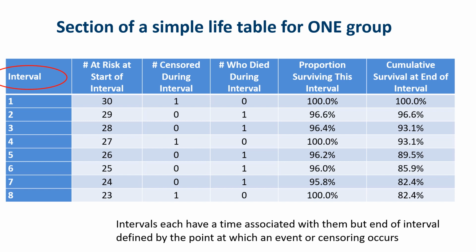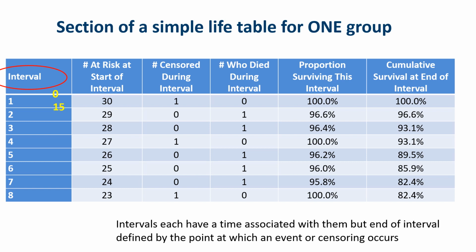So the intervals have a time associated with them, but the end of the interval is defined by the point at which an event or censoring occurs. By censoring, I mean somebody dropping out. Anyway, the start of that first interval is of course at time 0. That's the only possible time that you could apply because that's the beginning of the study.